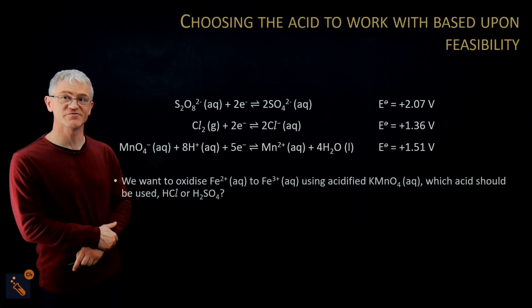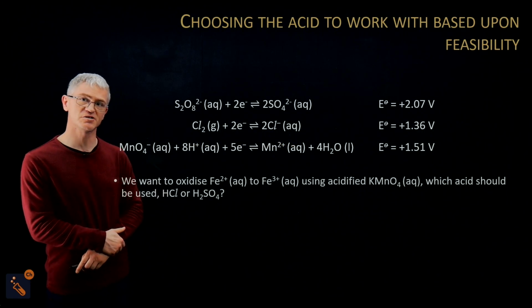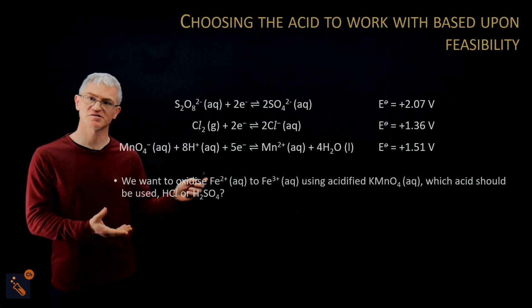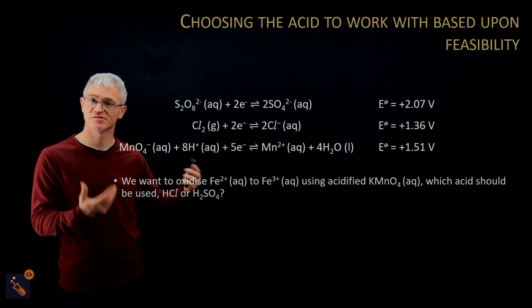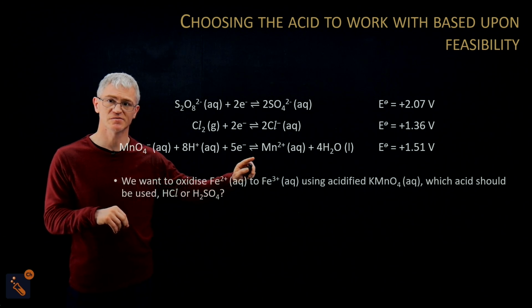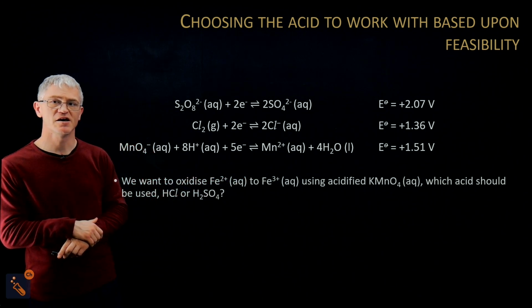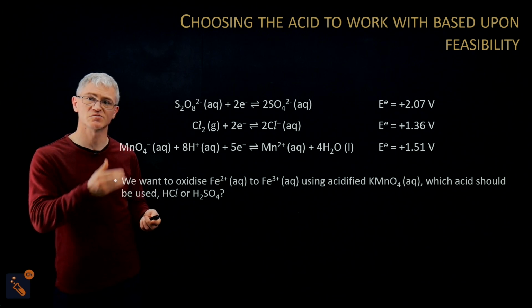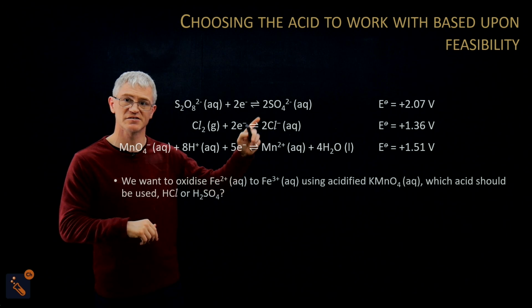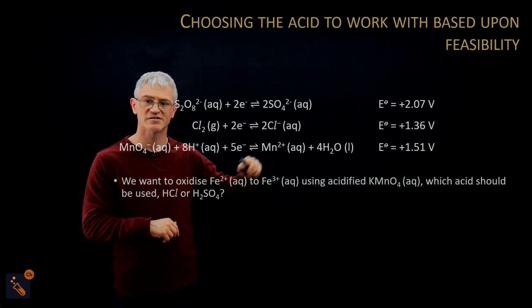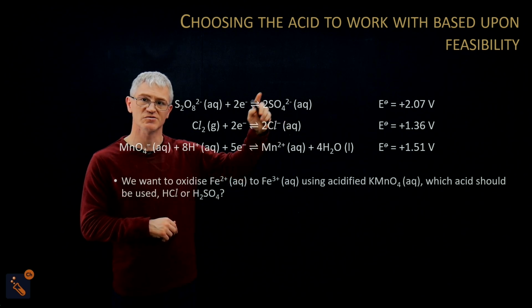So this is a really, really difficult question. So let's talk about it. Choosing the acid to work based on feasibility. So we want to oxidize Fe2+ to Fe3+ using acidified potassium permanganate, which is this one here, the manganate half equation. Which acid should be used with it? Because it's acidified potassium permanganate, which means I can either use hydrochloric acid, which will dissociate into H+ and Cl- ions, or sulfuric acid, which will make SO4 2- ions.